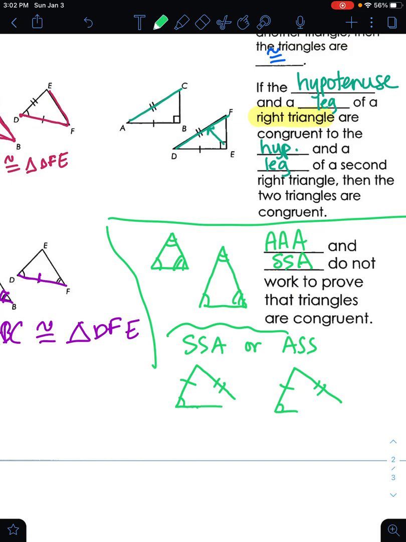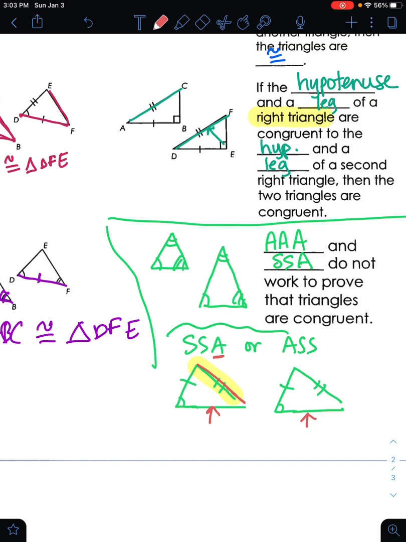So I could elongate this side, where, for example, I take this side and I'm able to move it further out. Let me get a different color here. I'm able to move it so that this side no longer is the same length as this one. So when we have the combination of 2 sides and an angle, where the angle is not in between the 2 sides, it does not guarantee congruence.